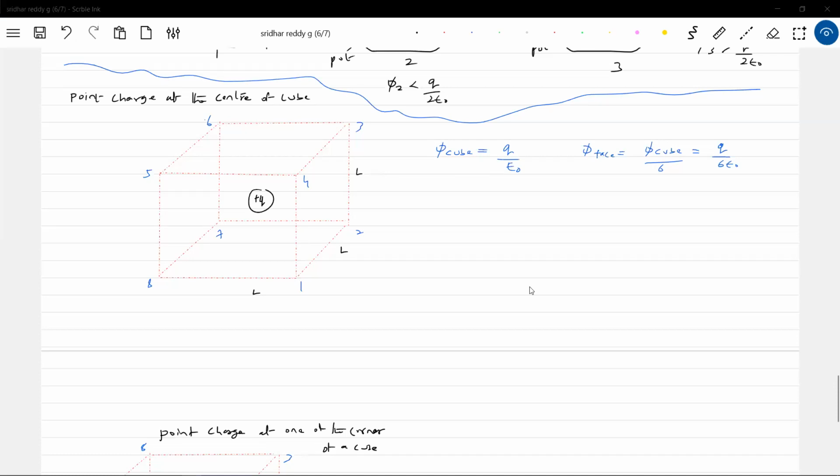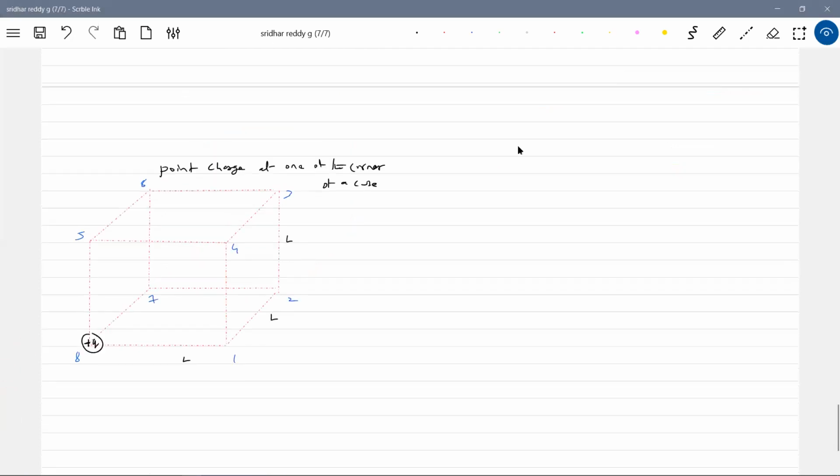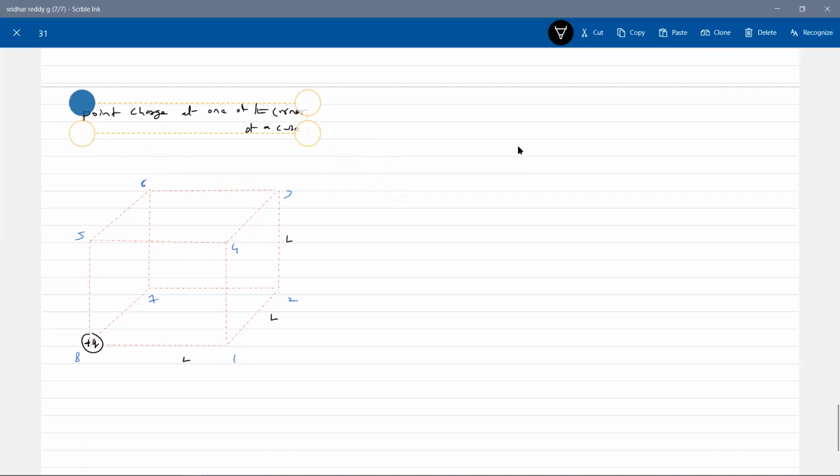This will be a very logical one. Definitely going to help you a lot. So many good questions can be asked here. Okay, let's come forward. Now I kept a point charge at one of the corners of a cube, and you have to calculate the flux linking each and every face.